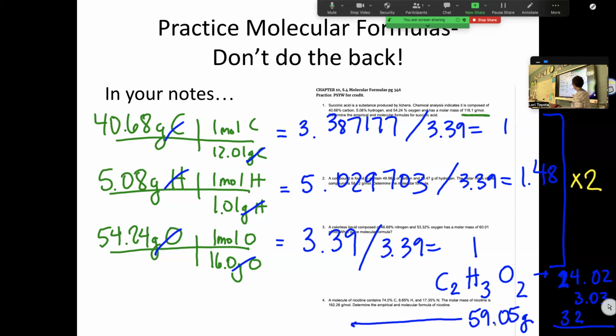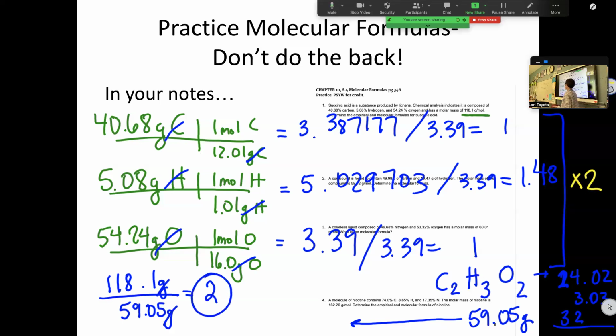So let's take it back over here. We were given 118.1 grams per mole over 59.05 grams per mole. So 118.1 divided by 59.05. Heck yeah. You did it right if you get a whole number at that point, because they are not going to mess with that. That's my factor, so we scale up by 2.